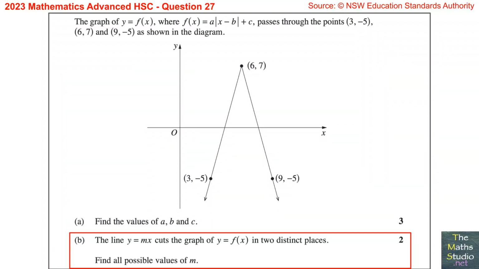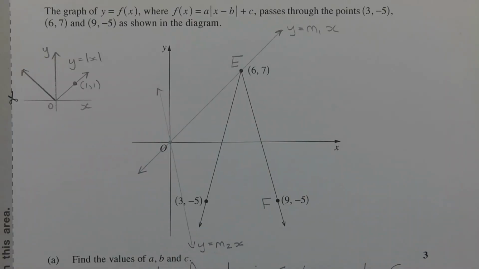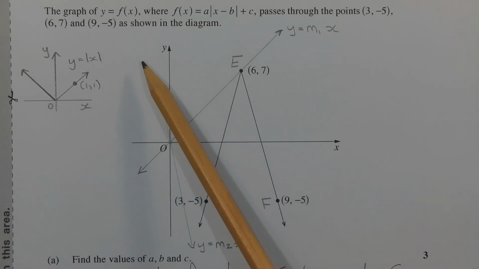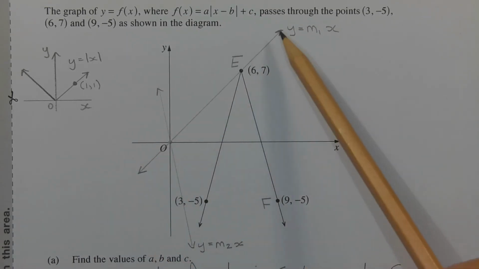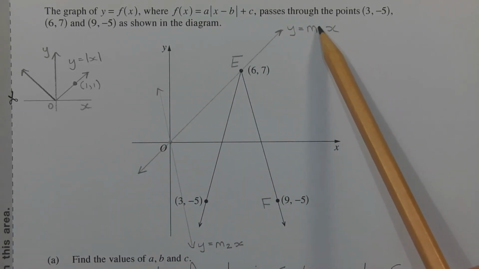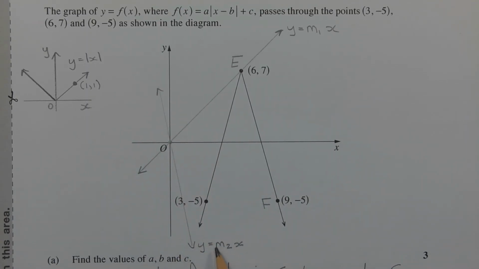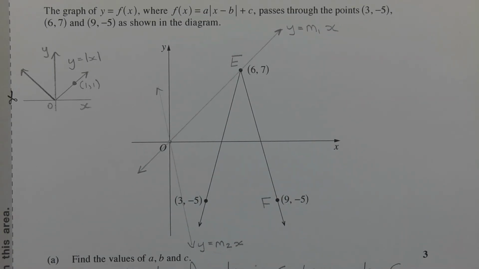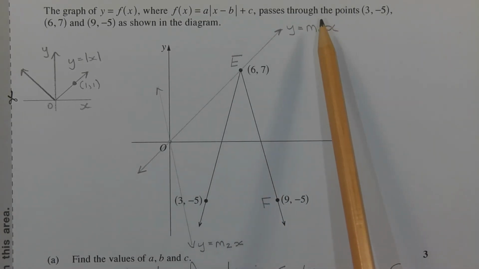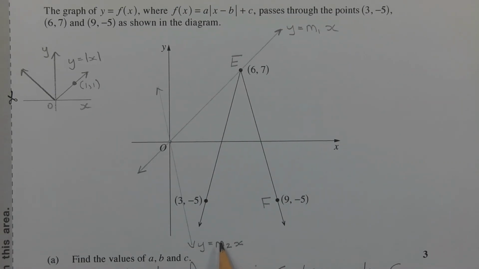Part B. The line y equals mx cuts the graph of y equals f of x in two distinct places. Find all possible values of m. To help with the explanation, I've drawn two lines passing through the origin. The line y equals m1x, which has gradient m1, and the line y equals m2x, which has gradient m2. Now the value of m must lie between m1 and m2.